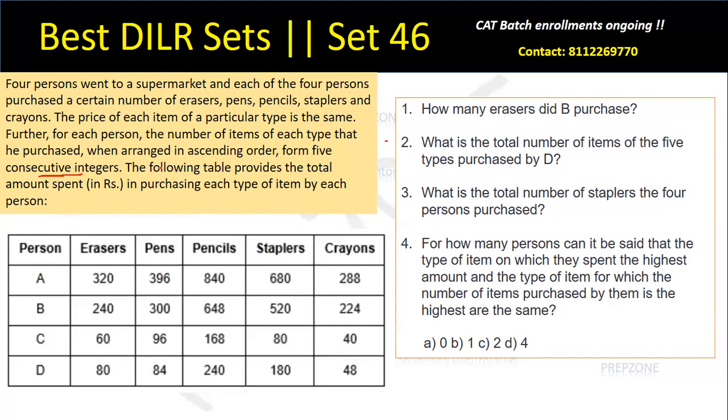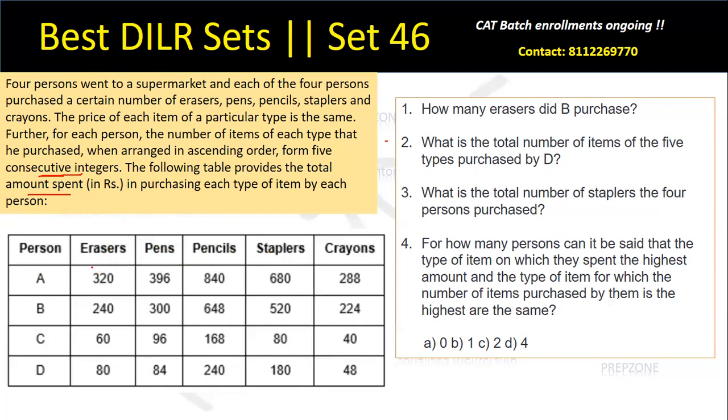ठीक है, the following table provides the total amount. This is the total amount that he has spent in purchasing each type of item by each person. तो हमको ये बताना है कि भाई किसने कितना क्या-क्या चीजें खरीदी है, right? Which means we'll have to find out that A ने कितने eraser खरीदे हैं.